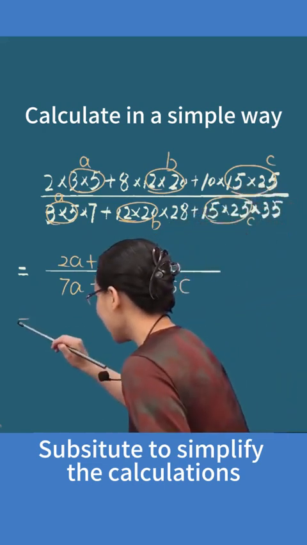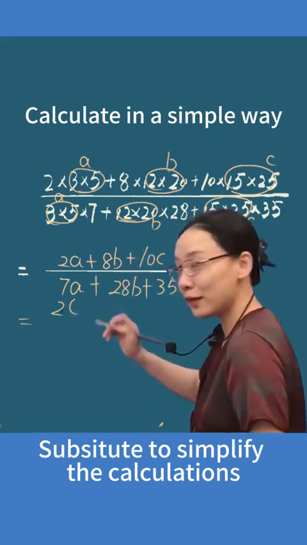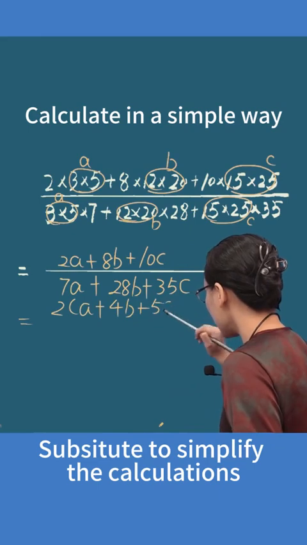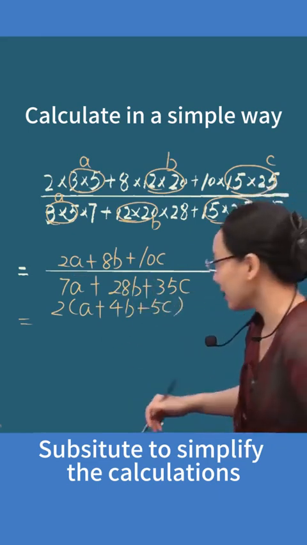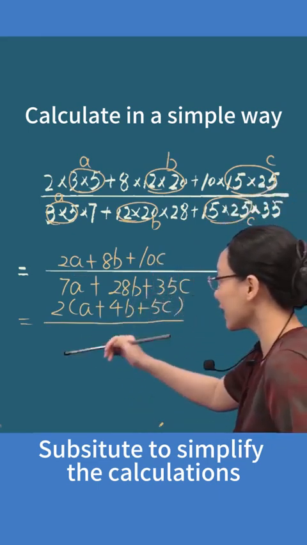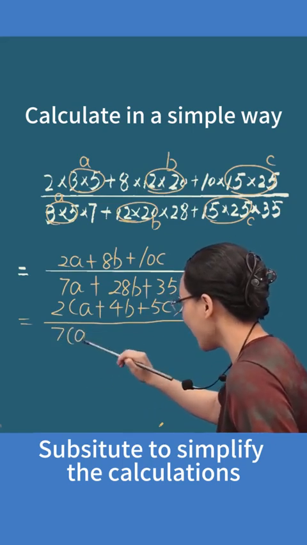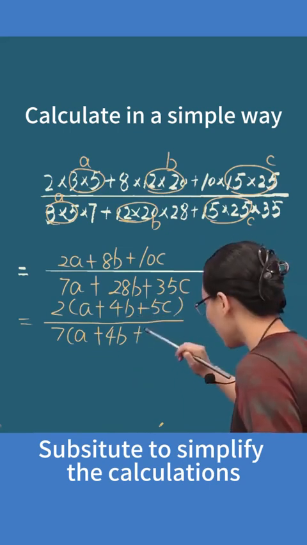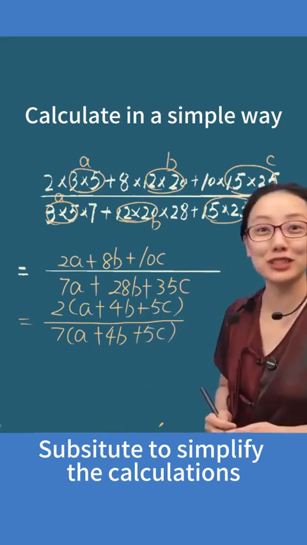All right, next, we'll factor out the common factors. Inside the parentheses, it should be A plus 4B plus 5C. That's the numerator on top. What about the denominator below? After factoring out 7, it should be A, and over here it's 4B. After factoring out 7 from this part, what do we have? 5C. You see it now, right?